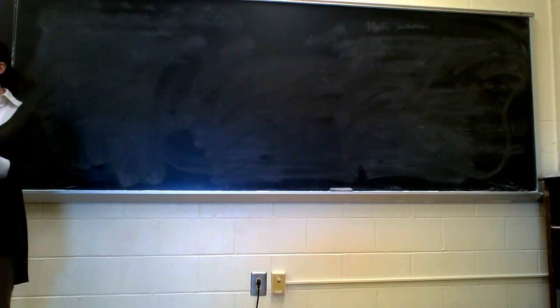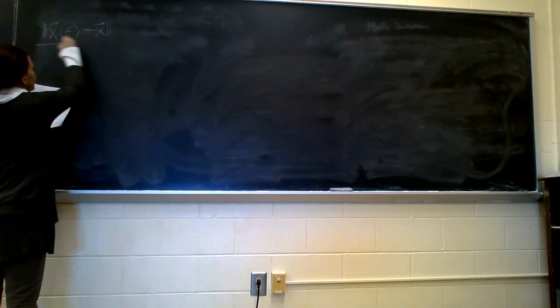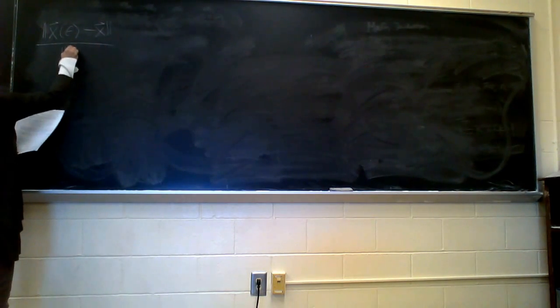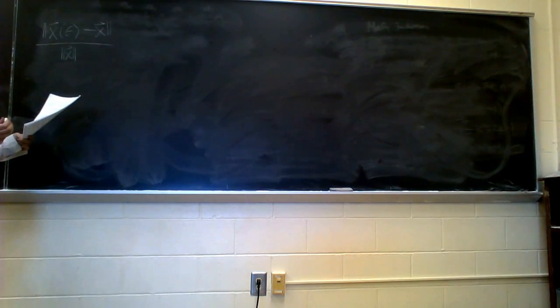So let's take a look. We're going to use norms to measure the relative error in x. The relative error is defined by this: the norm of x of epsilon minus x, all over the norm of x. And so now, if we take a look at this, we've got x of epsilon.